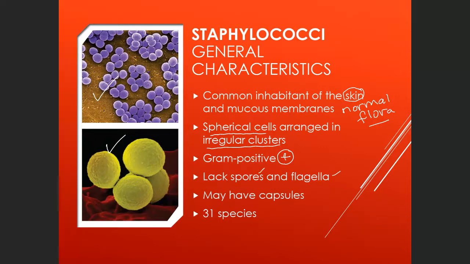Just for your information, in general, round bacteria do not have flagella. The ones that have flagella are usually the bacillus or rod bacteria. So this is round bacteria. There will be no flagella. They might have a capsule. Okay? Therefore, some of them are able to protect themselves against phagocytosis. There are about 31 species of Staphylococcus.